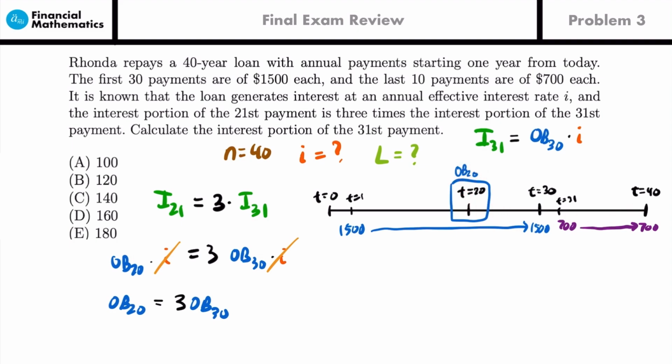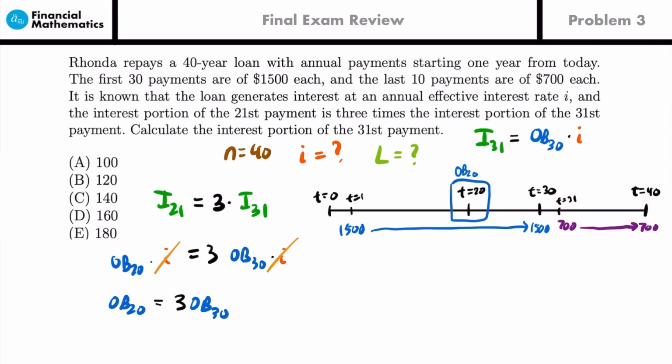So how many payments are left? Well, time 20 is halfway through the loan, right? It's a 40-year loan, so there should be 20 payments. 10 of them are going to be of $1,500, and another 10 are going to be of $700, okay? From time 21 to time 30, we have 10 payments of $1,500, and then from time 31 to time 40, we have 10 payments of $700.